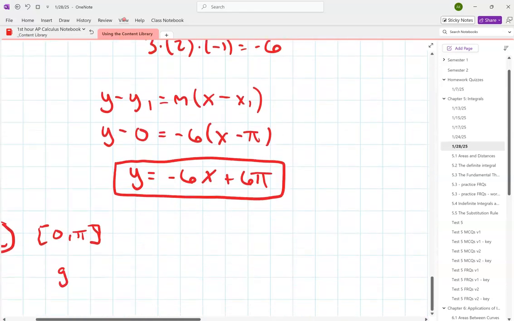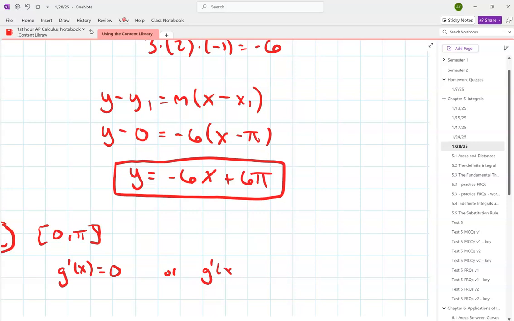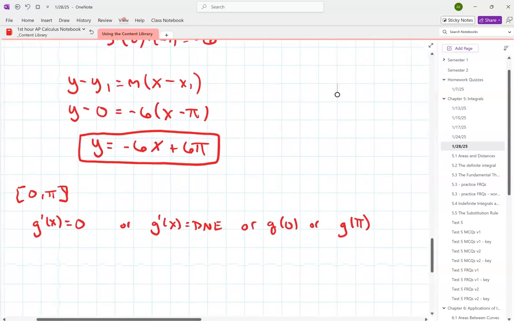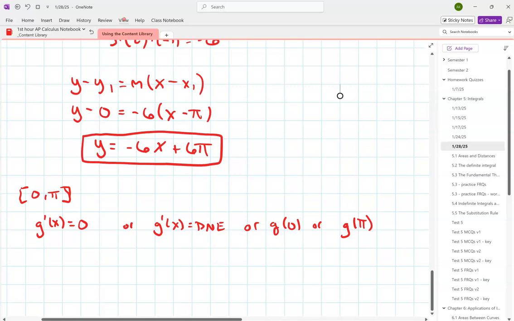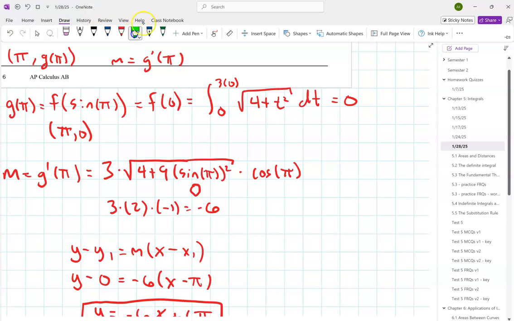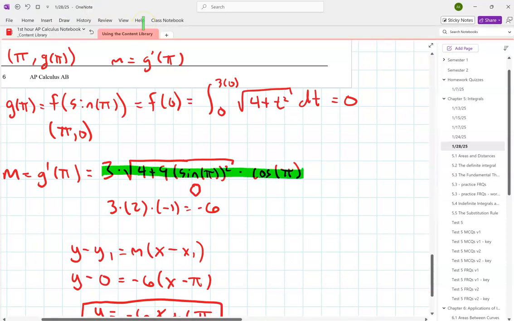So I need where the first derivative is equal to 0, or where the first derivative does not exist, or it could be g of 0 or g of pi. So if I take the first derivative and set it equal to 0, I'm going to be using this guy right here.